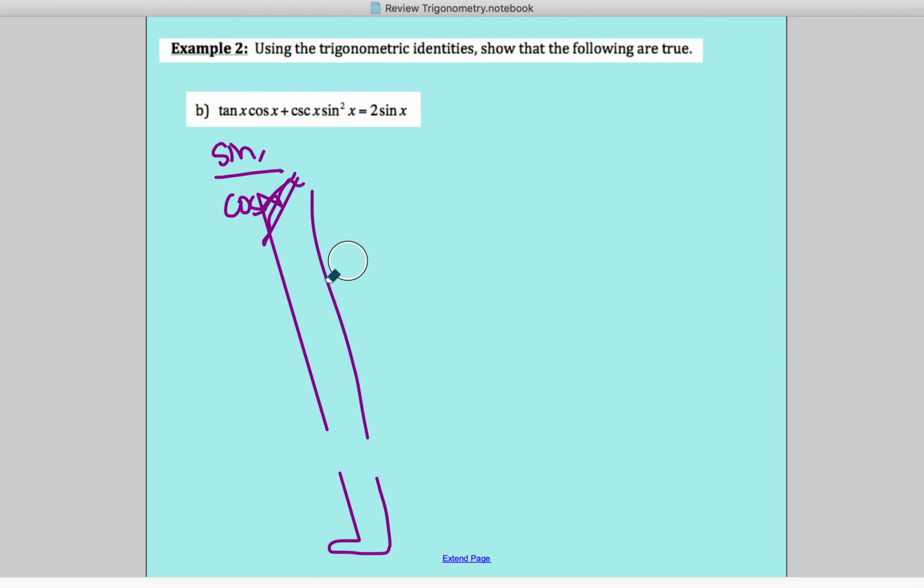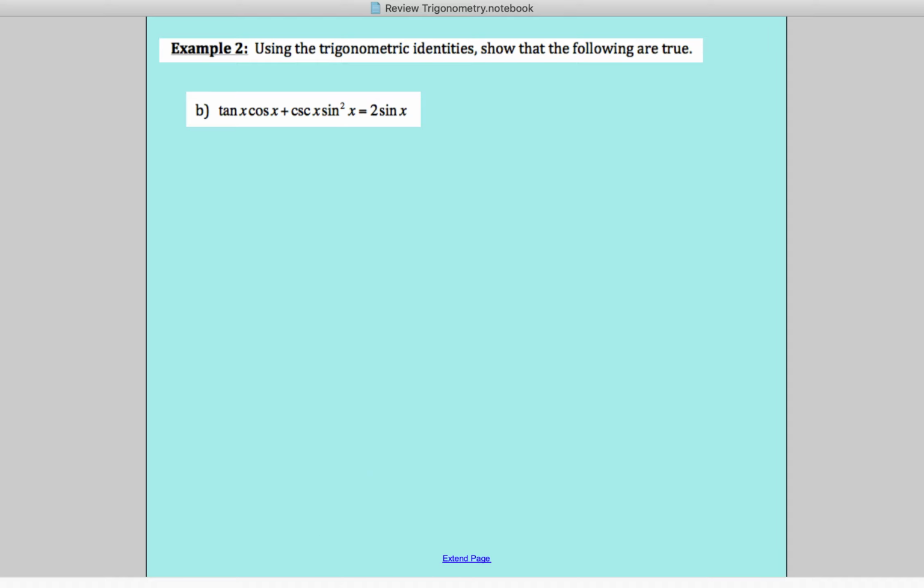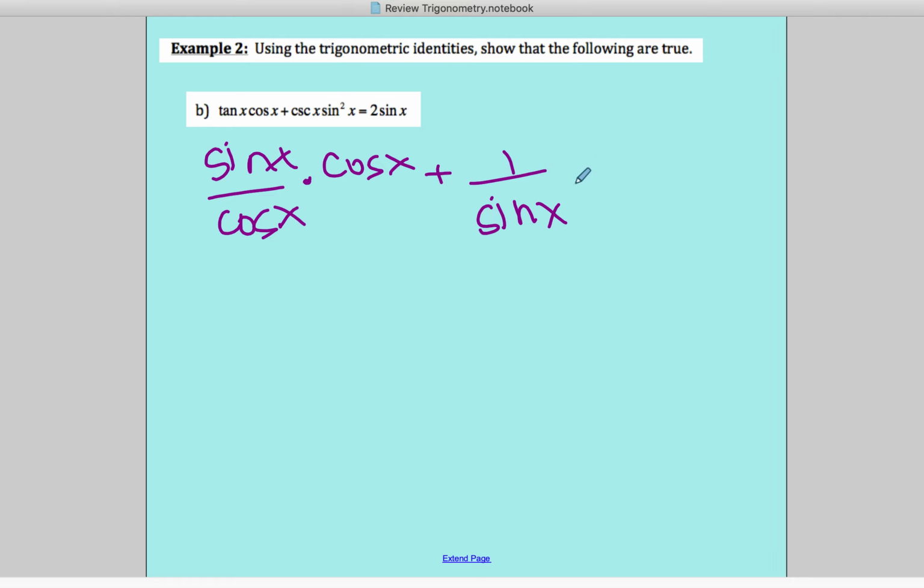There we go. It's tangent, sine of x over cosine of x, times just cosine. It's already written as cosine. Plus cosecant. Remember, cosecant is 1 over opposite first letter, so 1 over sine times sine squared of x. And we were trying to show that that equals 2 sine of x.